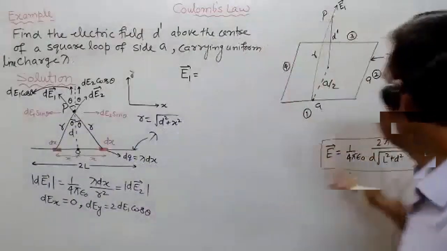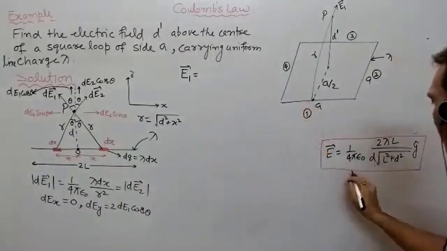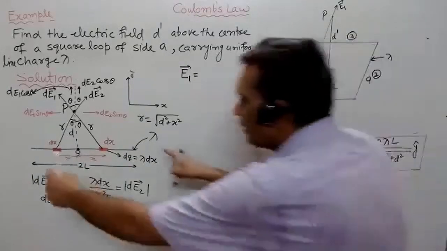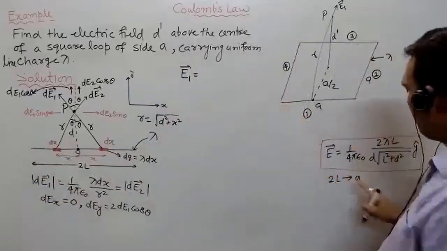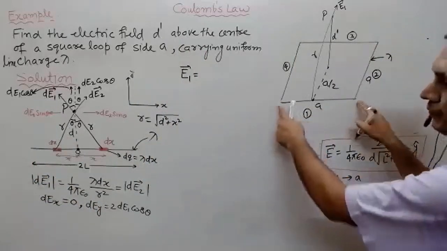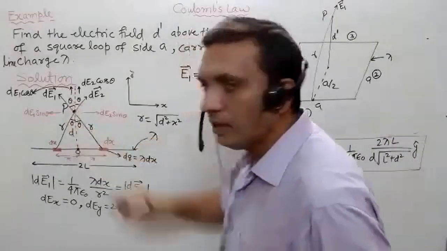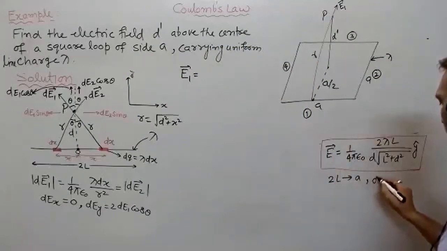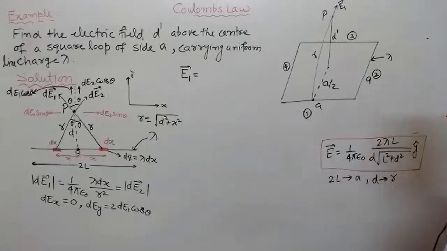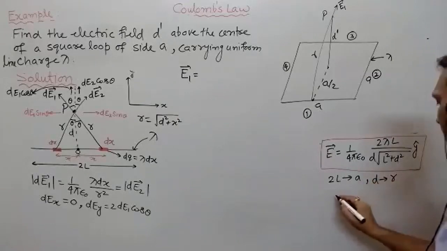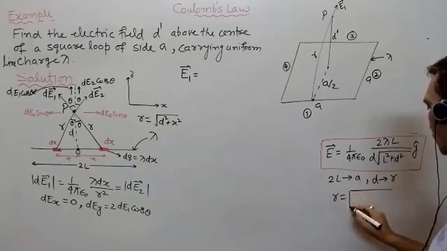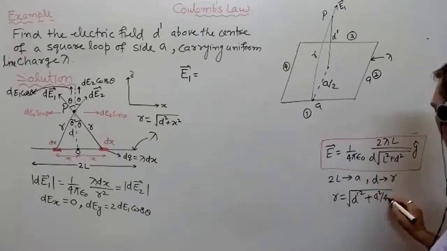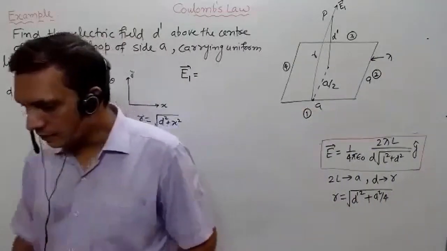In this relation you can see this 2l is replaced by a. This length is 2l, this length is a, so you have to replace 2l by a. You have to find the field at d distance away, and here you have to find it at small r distance away, so you have to replace d by small r. Is it clear? And this small r is under root d dash square plus a square by 4. I think this point is clear.